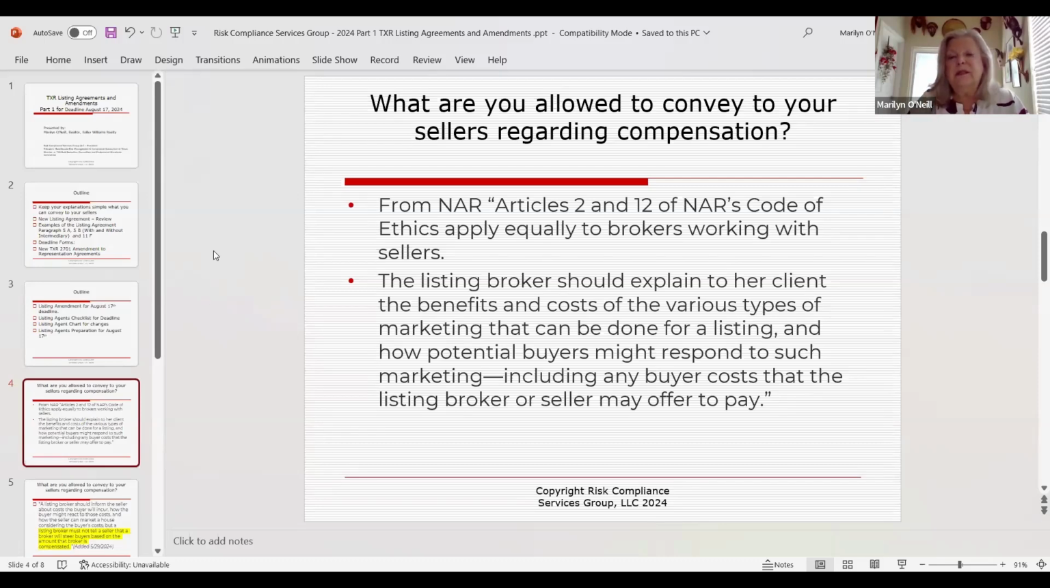And the first one is the listing broker should explain to our client the benefits and cost of the various types of marketing that can be done for the listing and how potential buyers might respond to such marketing, including any buyer costs that the listing broker or seller may offer to pay. Okay, so it gives you permission to do that.